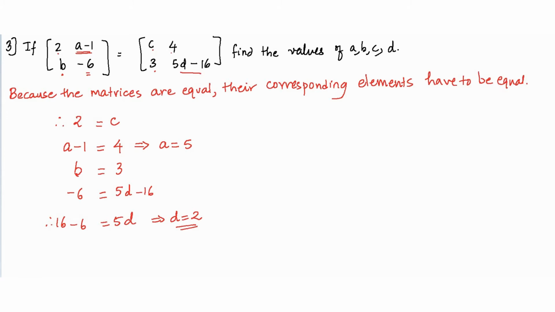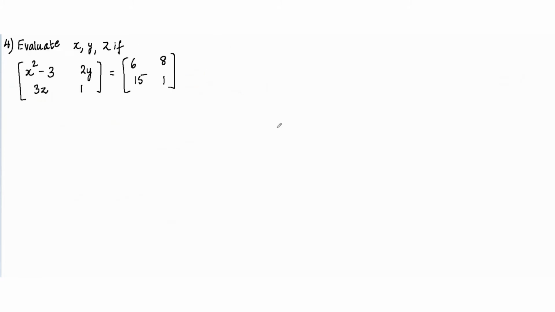Okay, moving on to the next one. Yes, let's take a look at this question now. Again, two matrices are equal. So we know that if two matrices are equal, then their corresponding elements have to be equal.